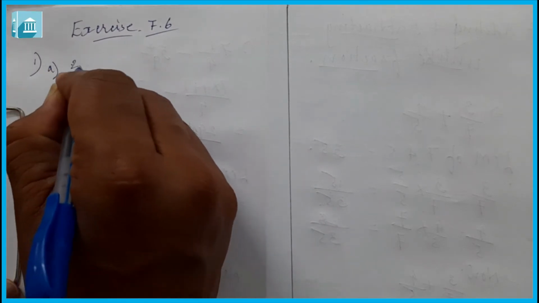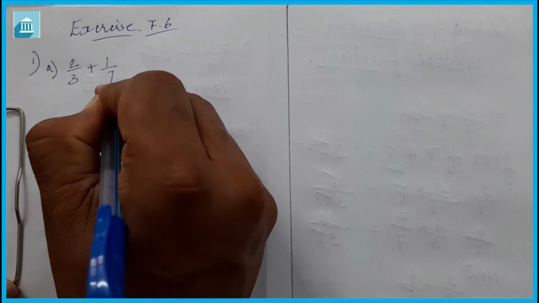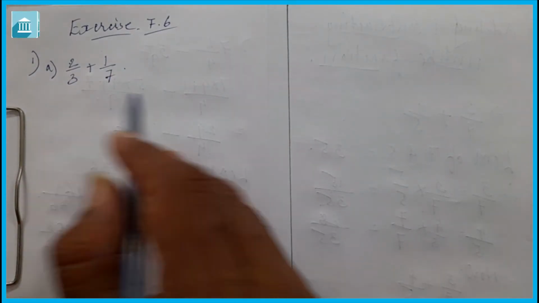Now let us begin exercise 7.6. In exercise 7.6, question number 1 is solve. In that, the first one, A, is 2 by 3 plus 1 upon 7. So we need to solve it.